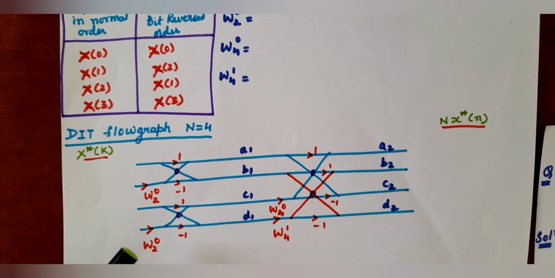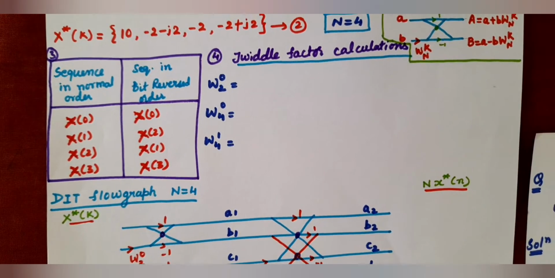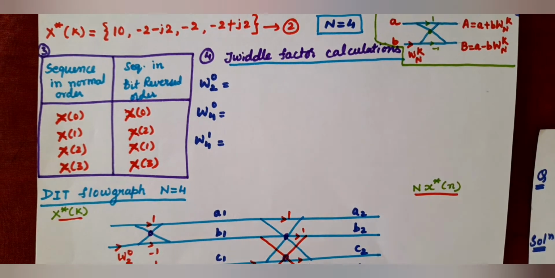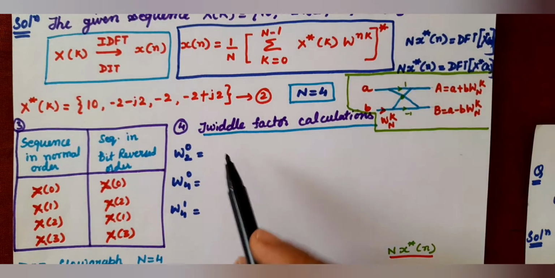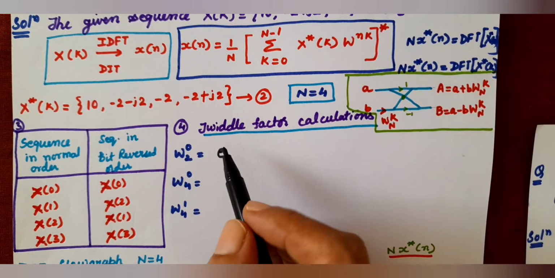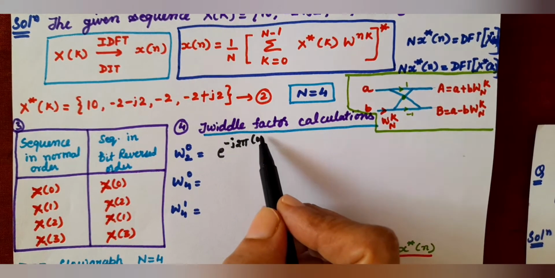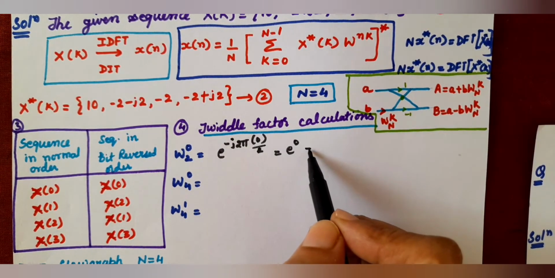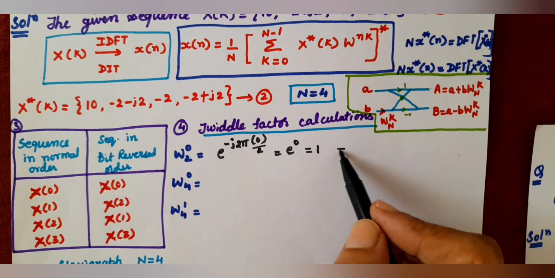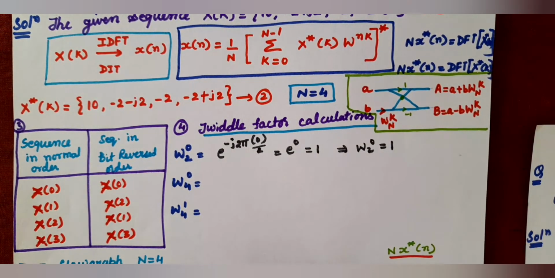Before going to solve this flow graph, let us compute the twiddle factors. So what is twiddle factor calculation? W2 to the power of 0: what is it? It is e to the power of minus j 2 pi 0 by 2, which comes to e to the power 0, equal to 1. So W2 to the power of 0 has a value of 1.